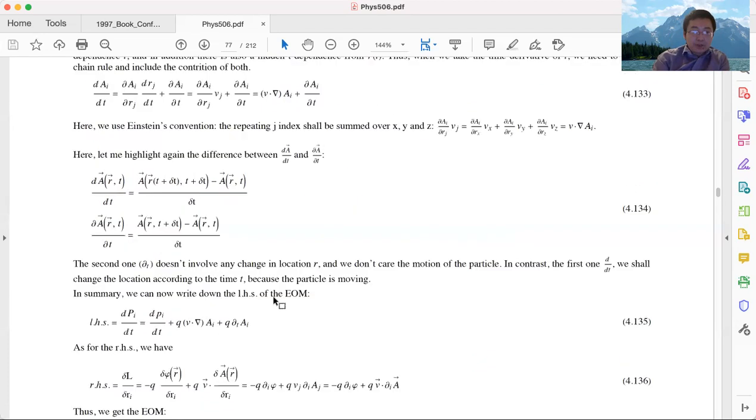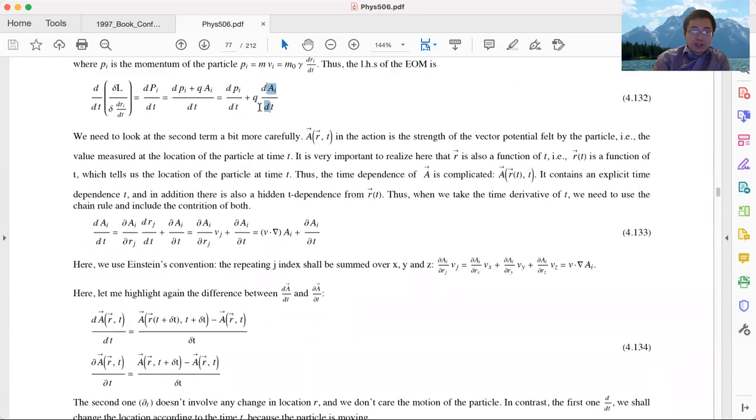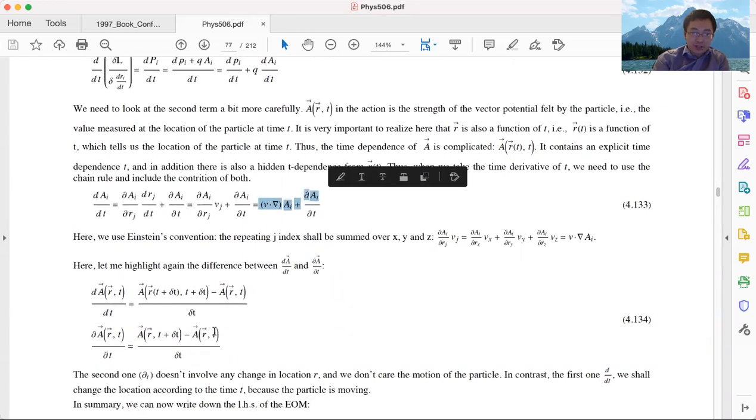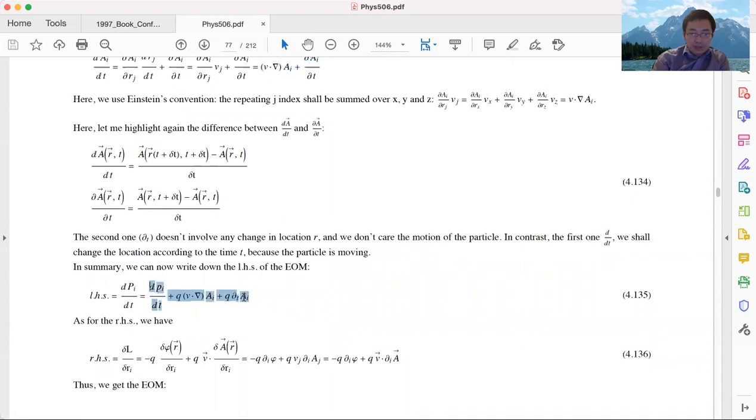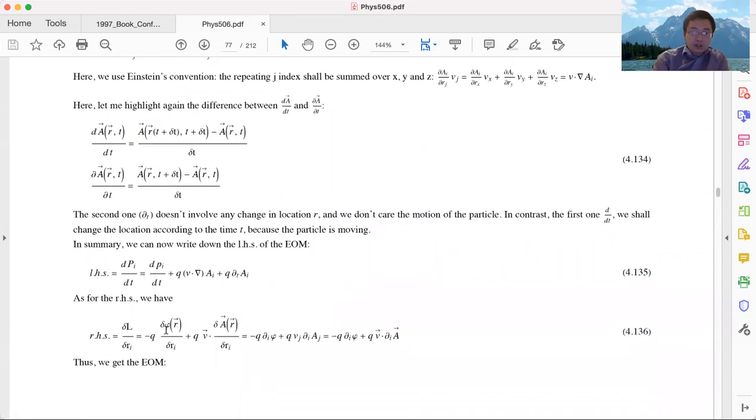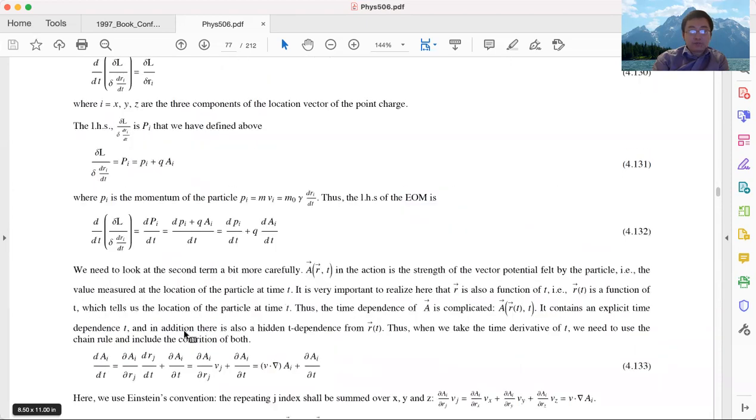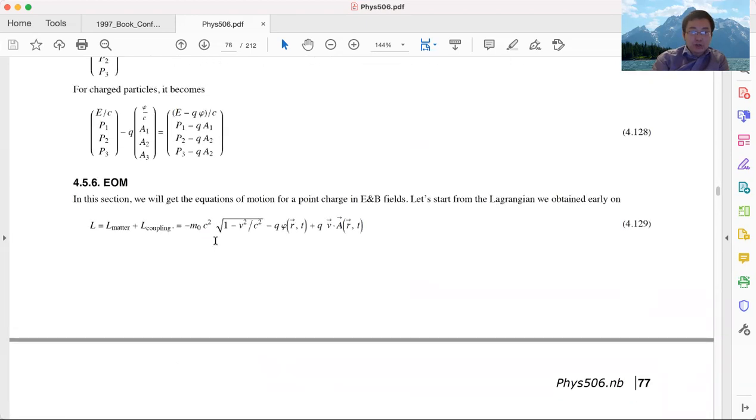Anyway, the left-hand side we know is this, and we know dA/dt is this, so I can replace dA/dt with this, and the left-hand side becomes this. This is my left-hand side of the equation of motion. The right-hand side is the variation of L with respect to r. The Lagrangian contains two parts; this part doesn't contain r, only this part contains r.